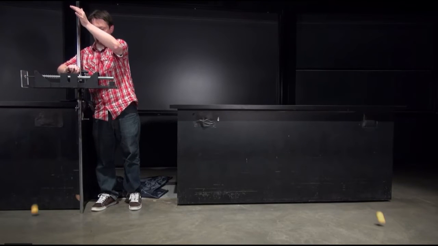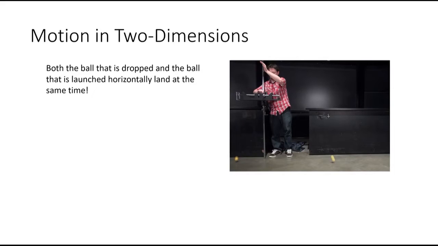Okay, and so you can see here that the two balls land at the exact same time. And this is a very interesting thing. You might not expect that the two balls would land at the same time. And so our big question is going to be, why would those two balls land at the same time? So how could we explain the fact that the ball that's launched horizontally lands at the same time as the ball that's just dropped vertically?